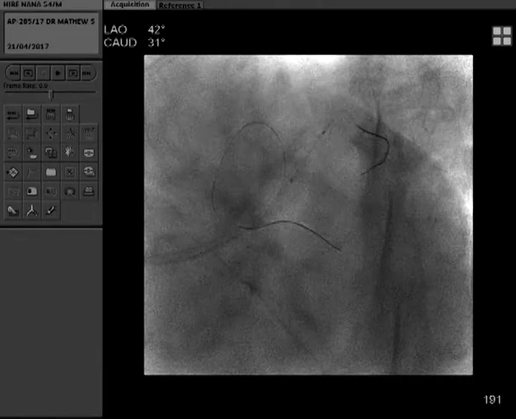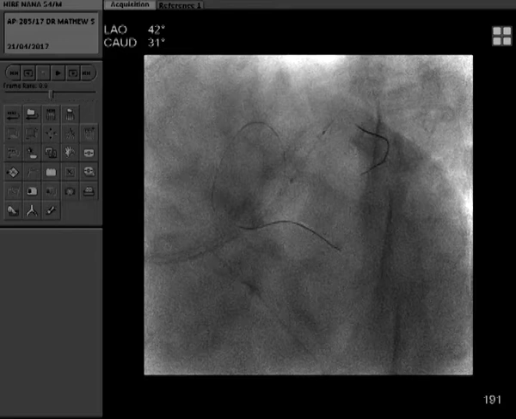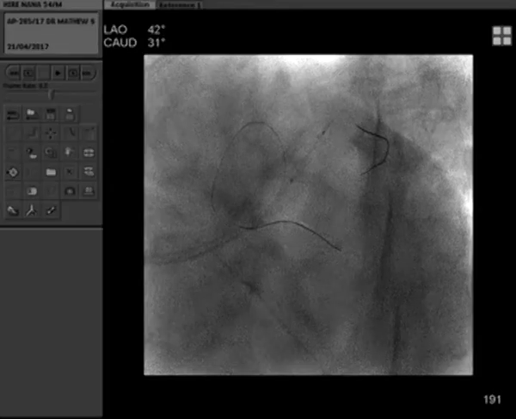Okay, I've kept the balloon there. I'm not changing anything. I'll see if I can deliver the stent. Sometimes if the stent strut protrudes, the stent will not move forward. If so, I will compress the ostium of the diagonal slightly with another balloon and then deliver the stent. Let us see how it goes.